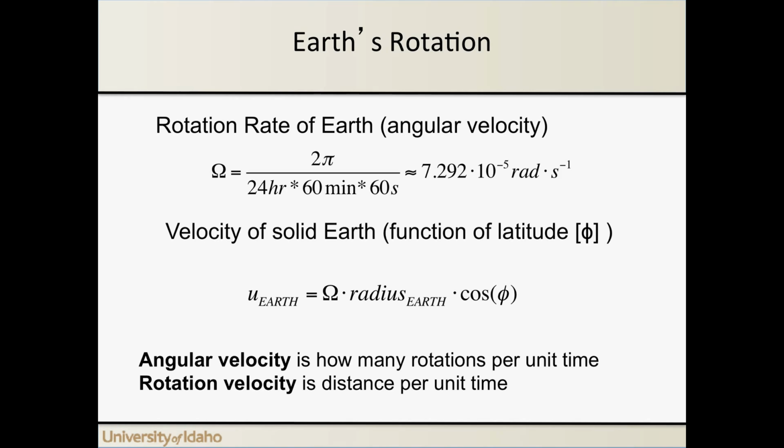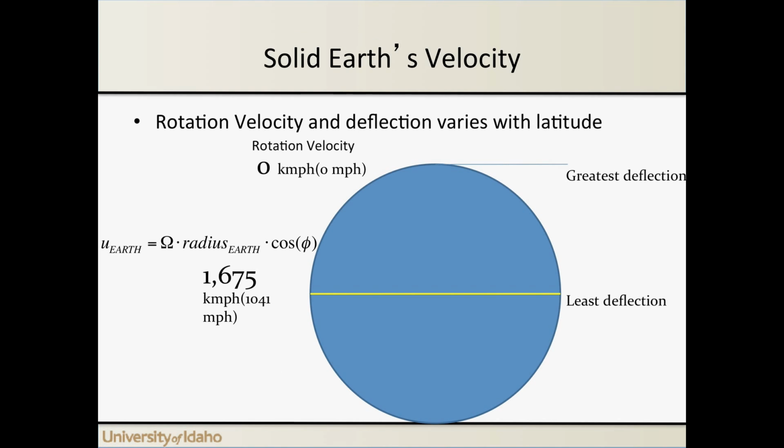Okay, so what we actually see is that this is the solid rotation rate of the Earth, the rotation velocity. It is strongly a function of latitude, and we know that the cosine of 90 degrees latitude is going to be 0. What that tells us is that the rotational velocity at the pole is 0 meters per second, whereas at the equator it's going to be quite fast. In fact, here's the diagram of that.